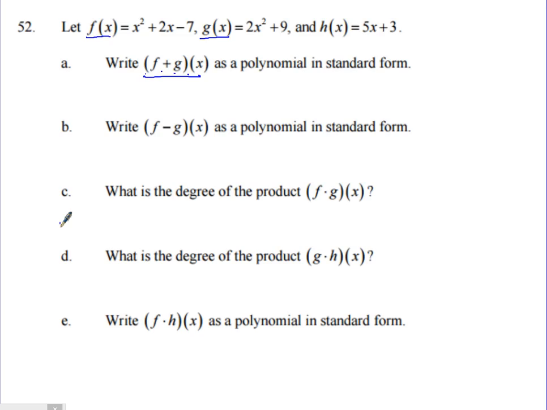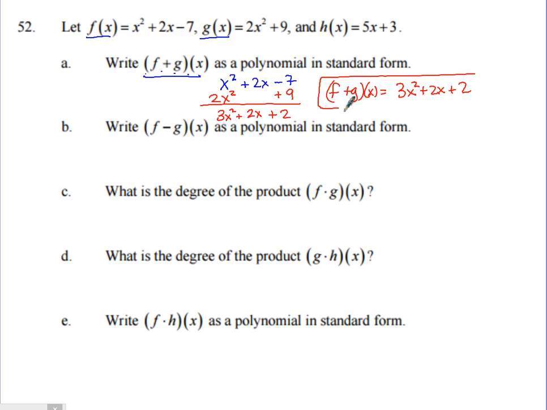So if I need to add f and g together, I'm going to add the like parts, x squared plus 2x minus 7, and I'm going to add up anything that's alike, and I'm going to put it right below it. 2x squared matches this in my g function, and plus 9 matches that. So I'm going to add those two together and get positive 2x, and 2 plus 1 is 3, 3x squared. All right, so our (f plus g) of x function is 3x squared plus 2x plus 2. That would be our answer.